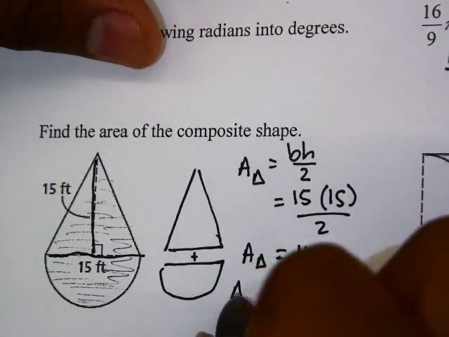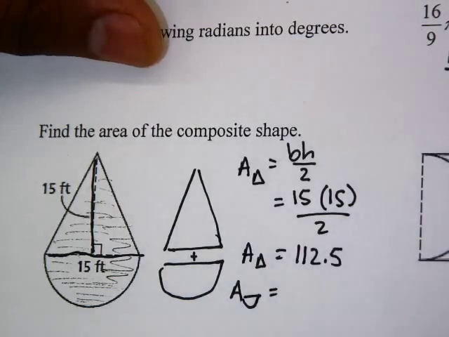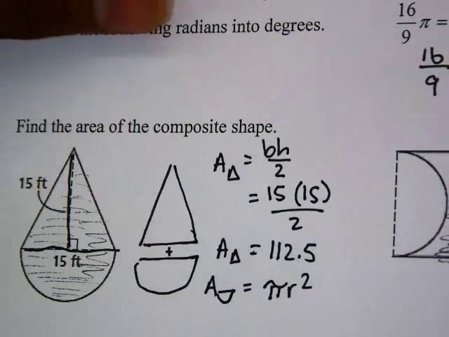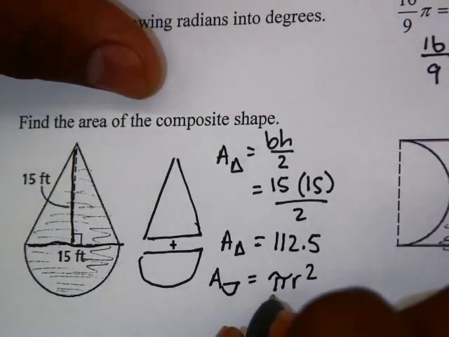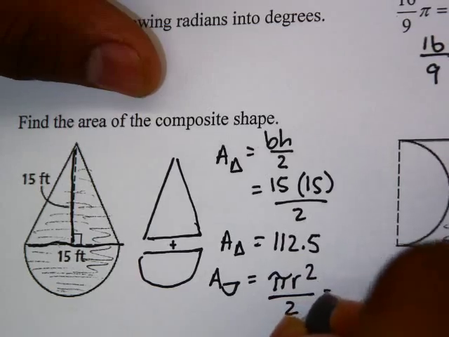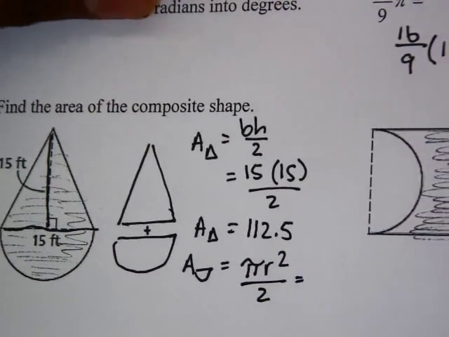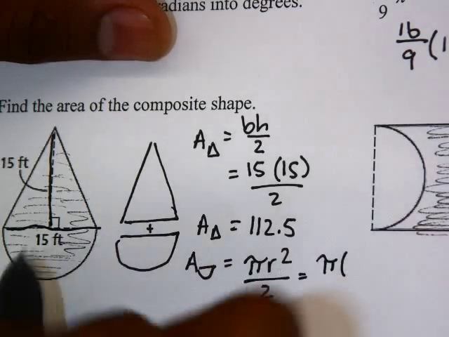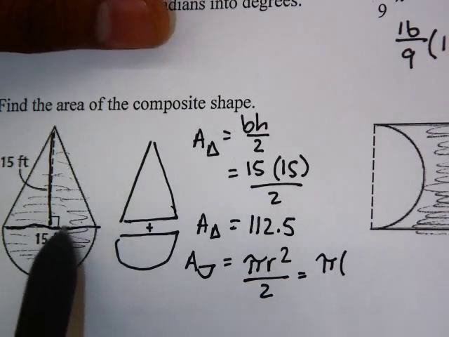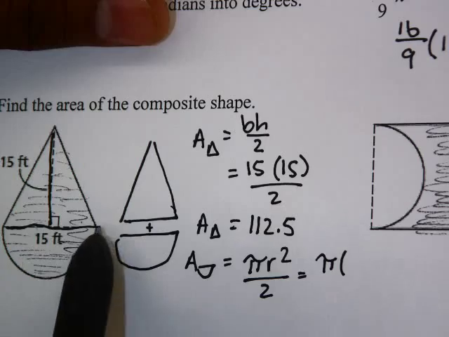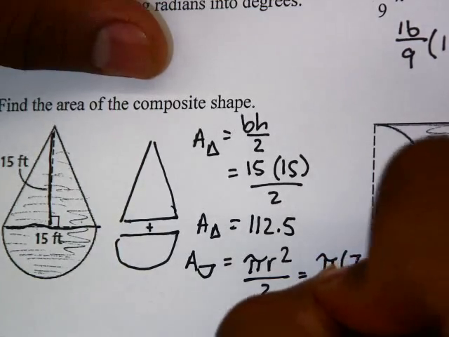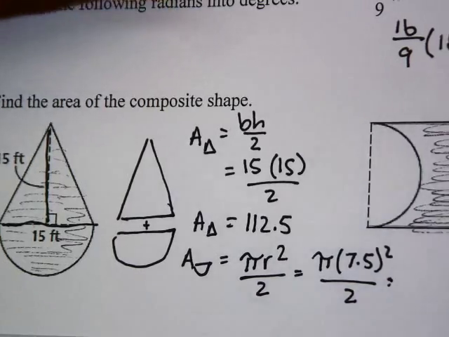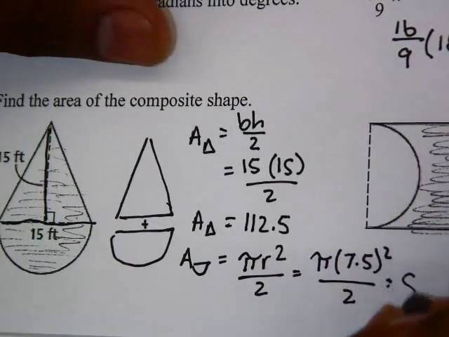The area of a half circle, well, I know the area of a circle is pi r squared, but since I only want half the circle, I want half the stuff inside, I'll take that pi r squared and divide by 2. So that's pi, your radius. This is 15 all the way across, so my radius should be 7.5. Squared over 2. That gets me about 88.4.